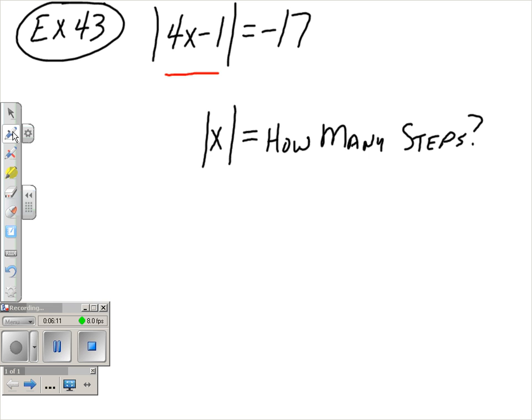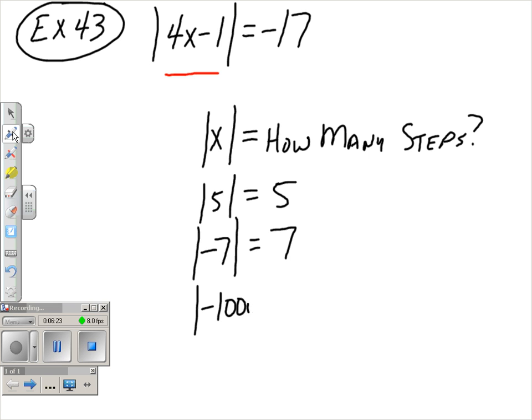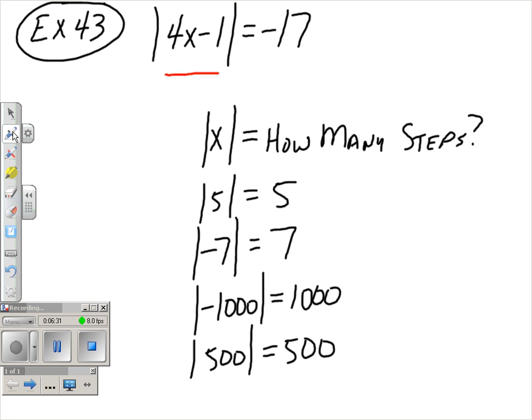Okay, we're asking ourselves, how many steps is this number from 0? For example, the absolute value of 5 is 5 steps from 0. The absolute value of negative 7 is 7 steps from 0. The absolute value of negative 1,000 is 1,000 steps from 0. The absolute value of a positive 500 is 500 steps from 0.